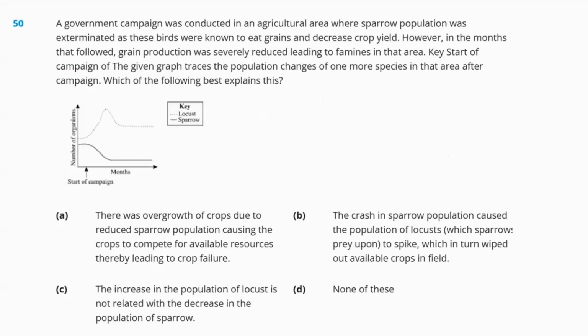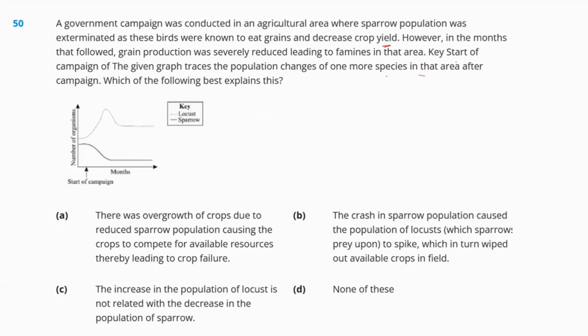Last question for today. A government campaign was conducted in an agricultural area where sparrow population was exterminated, as these birds were known to eat grains and decrease crop yield. However, in the months that followed, grain production was severely reduced, leading to families in that area. Key start of campaign of the given graph traces the population changes of one more species in that area after campaign. Which of the following best explains this?